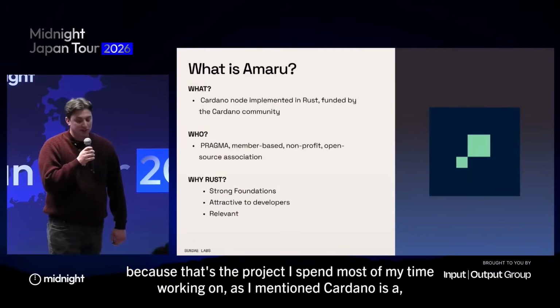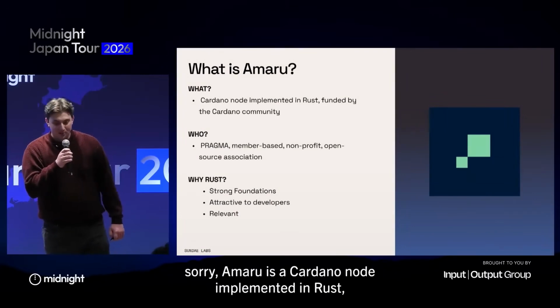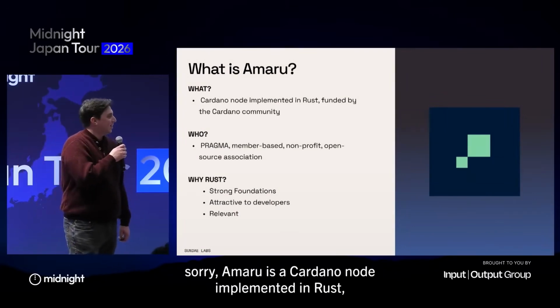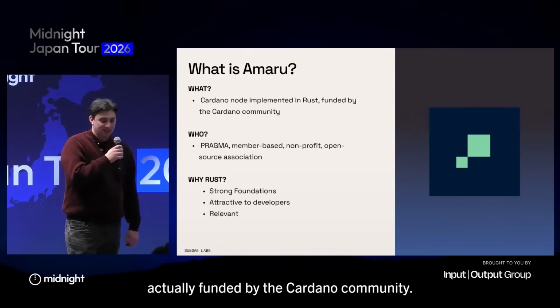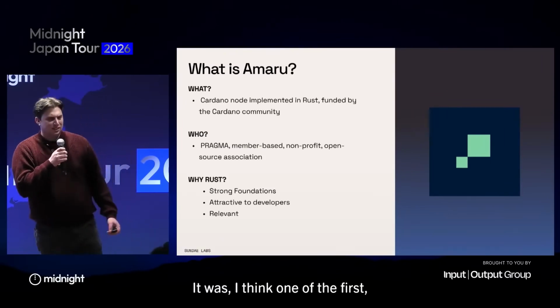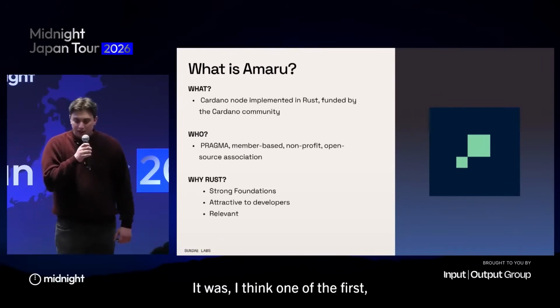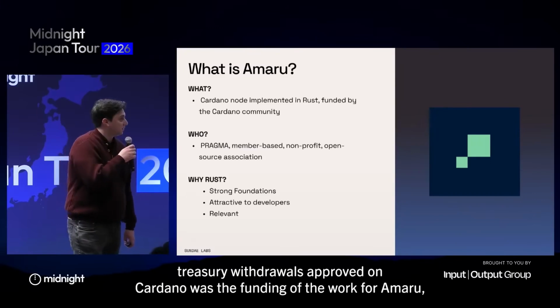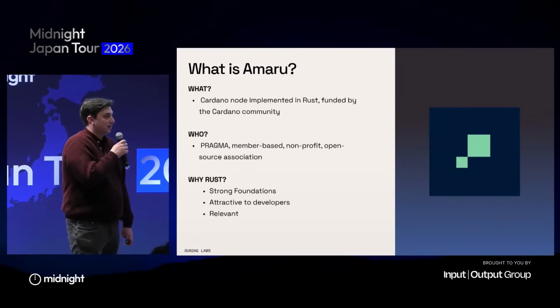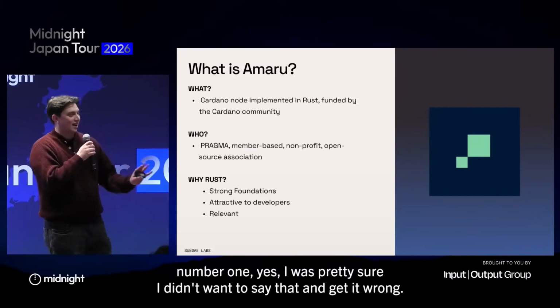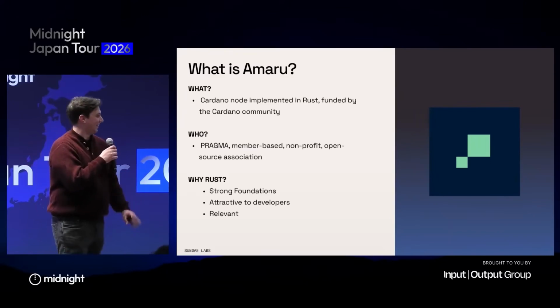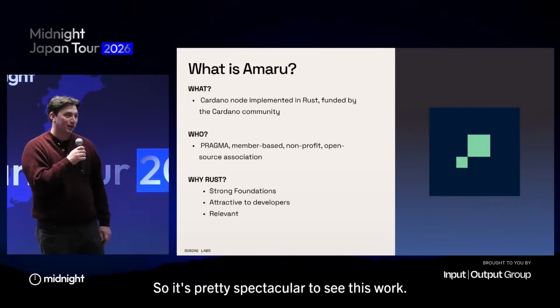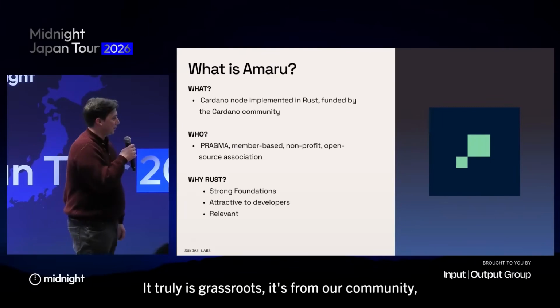As I mentioned, Amaru is a Cardano node implemented in Rust, actually funded by the Cardano community. It was, I think, one of the first treasury withdrawals approved on Cardano, the funding of the work for Amaru. Number one, yes. I was pretty sure I didn't want to say that and get it wrong. So it's pretty spectacular to see this work. It truly is grassroots. It's from our community.